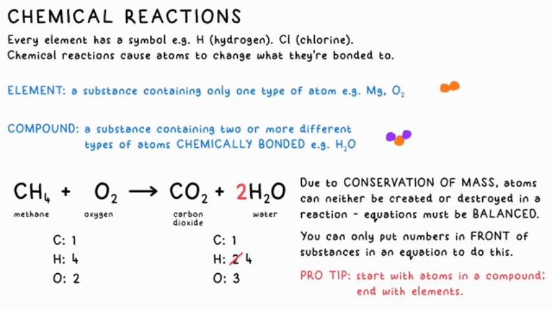Stick a 2 in front of the H2O. We now have 2 times 2 hydrogens, so that's 4. That's also doubled the oxygens in it, however, so now we have 4 oxygens on the right, still only 2 on the left, so doubling this O2 on the left takes care of that. If there's an element in a reaction, like oxygen here, we always finish balancing that, as there's no knock-on effect.